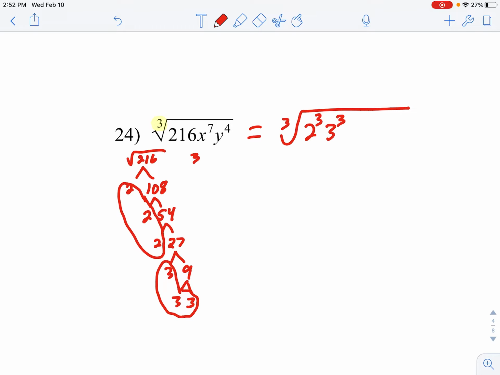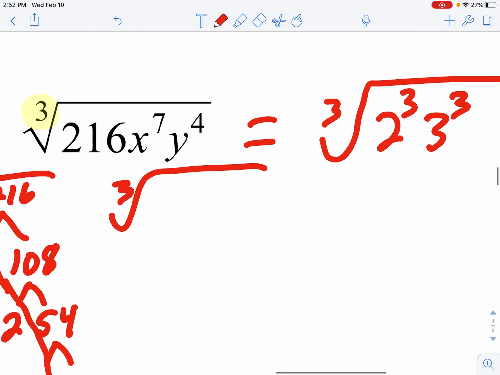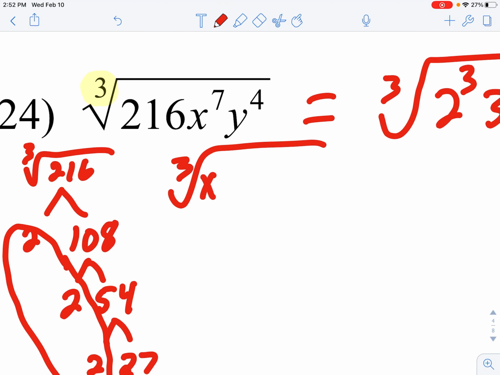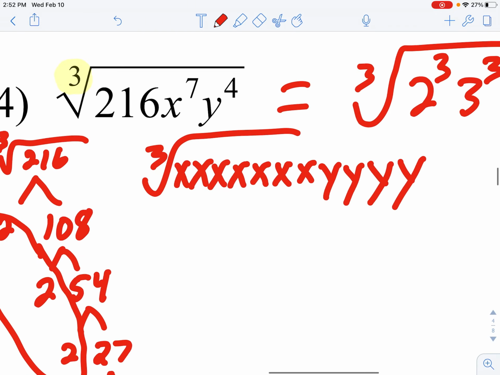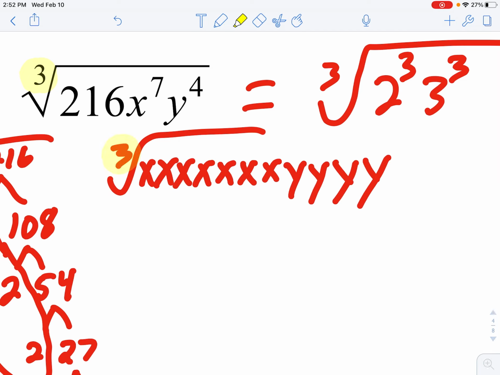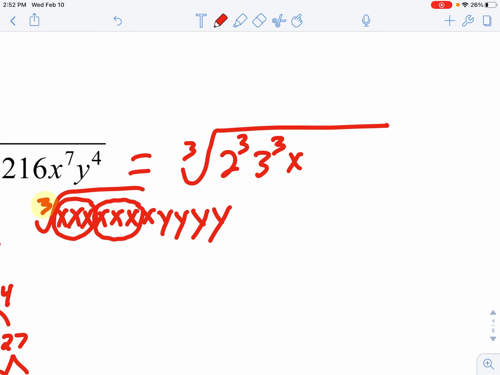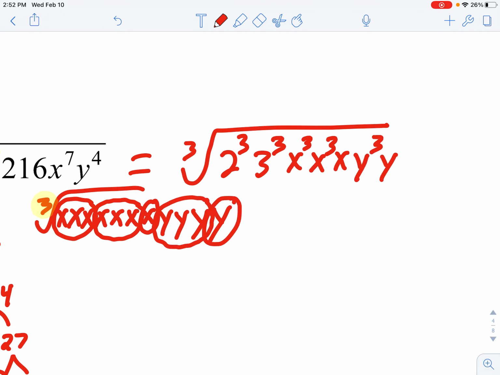Now for the variables. Cube root of x to the 7th. All right, that's not going to give me a lot of room to work here. 1, 2, 3, 4, 5, 6, 7 x's. And 4 y's. 1, 2, 3, 4. Now I'm looking for groups of 3. Again, cube root. Here's 3 x's. Here's another 3 x's. So I've got x cubed and another x cubed, and then 1 leftover x. And then for the y's, I do have a group of 3 y's and 1 leftover y.